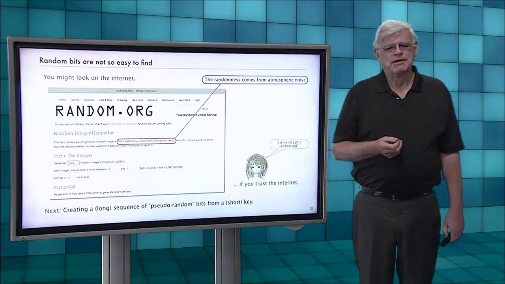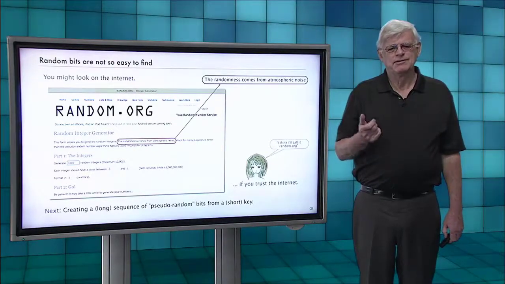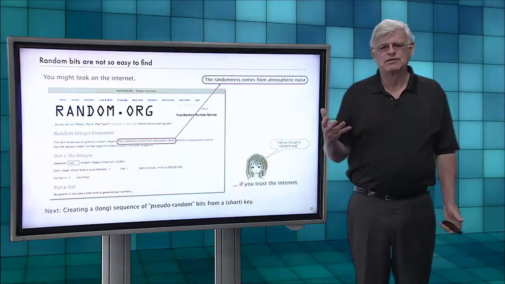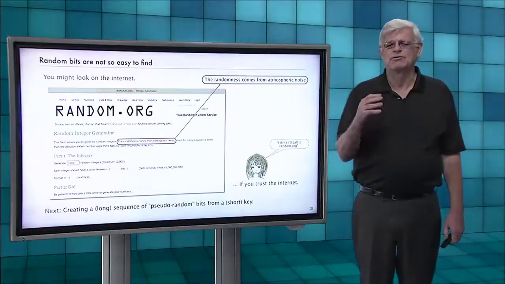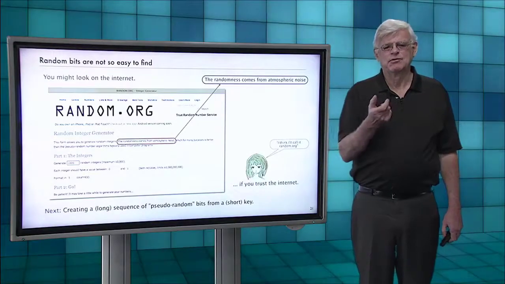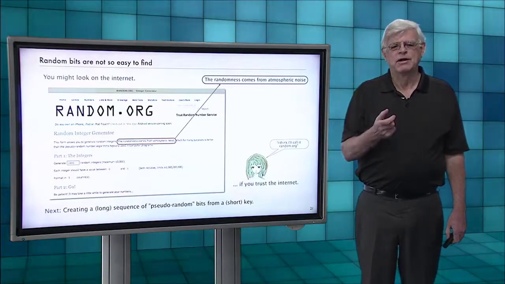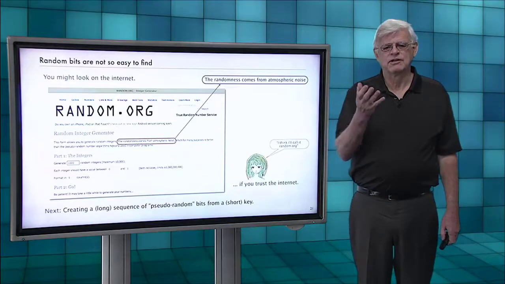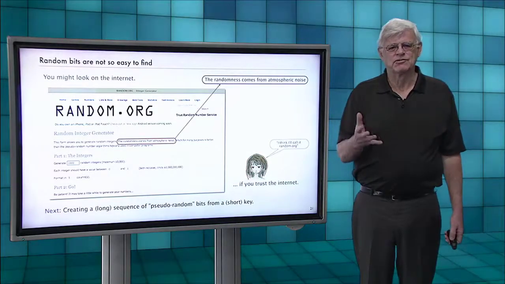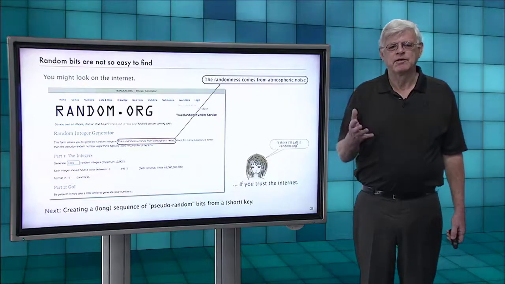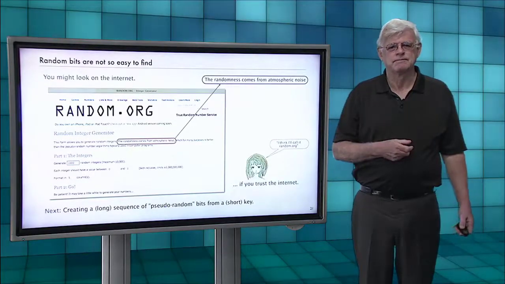What we're going to talk about next is a way to create a really long sequence of bits that are not random, but are hard to distinguish from random bits, from a short key. And that's the way that we're going to address the defects in the one-time pad cryptographic system. So that'll be the topic of our next section.